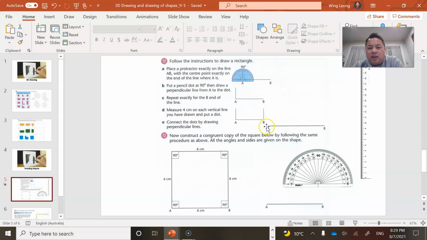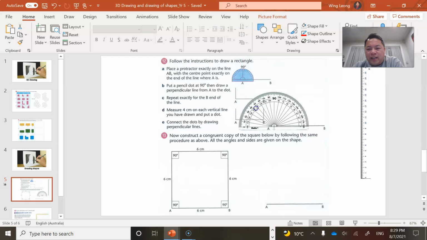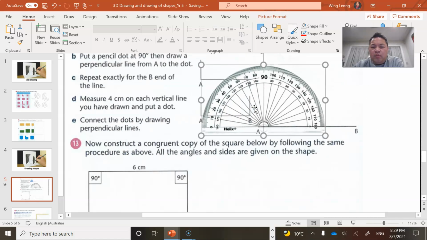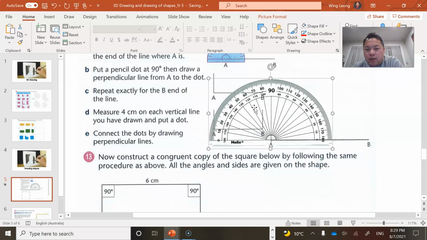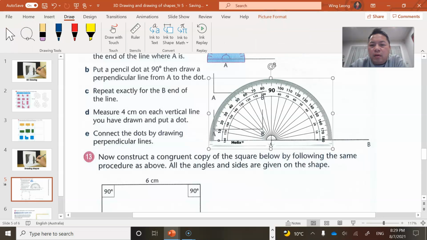So first and foremost, a line AB is given to you, and then we are told that we are supposed to use a pen, put a dot on the 90 degrees mark when we put a protractor with the line. Okay, so move it slowly. Somewhere around here. Okay, so now we are supposed to draw a dot. So I'm going to draw a dot here. I put a dot here.